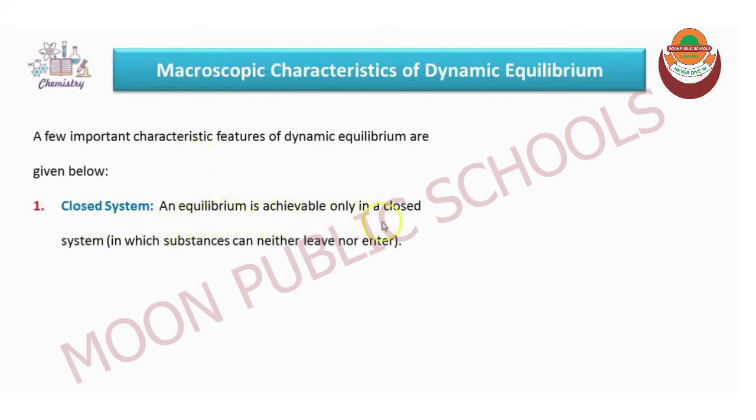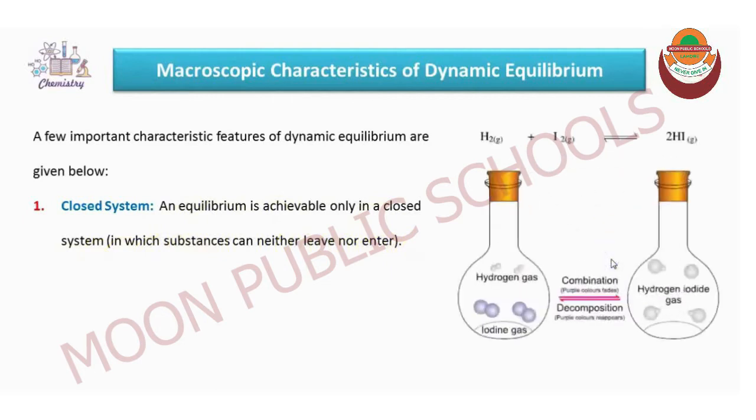First point is an equilibrium is achievable only in a closed system. What is a closed system? What is an open system? I told you earlier. You can see here in this diagram that is a closed system because the mouth of both the vessels is closed. The reactants from the above equation, H2 and I2, hydrogen and iodine, and the product hydrogen iodide, are both in gaseous form.